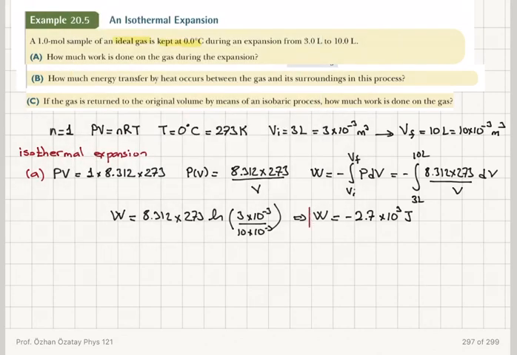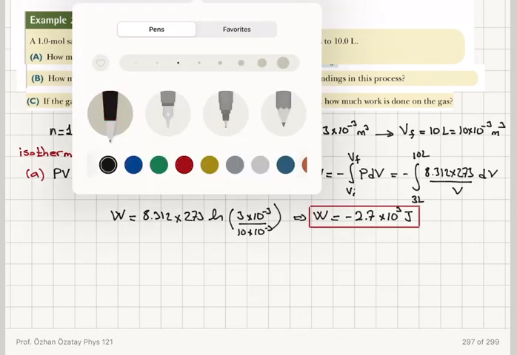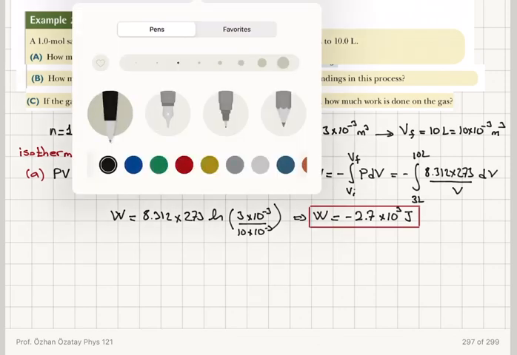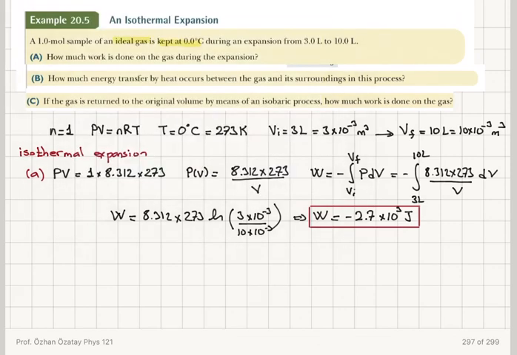Now it's important to do a sanity check here. I got a negative answer. The final volume is greater than the initial volume, so the gas has expanded. The gas has done work on the environment. The environment has done negative work on the gas. So that's how we should interpret it.